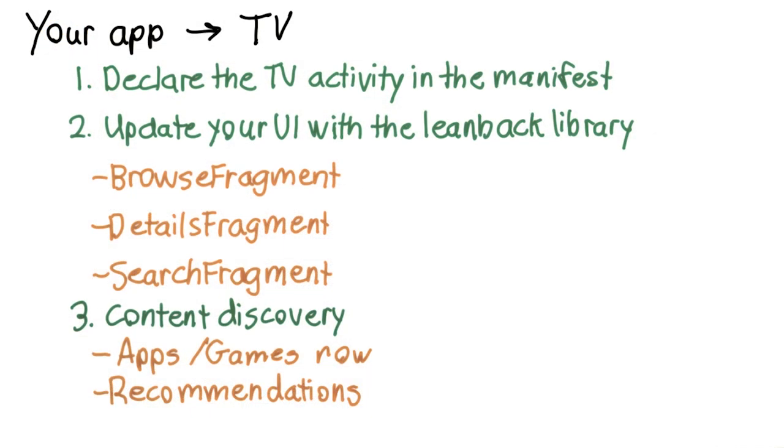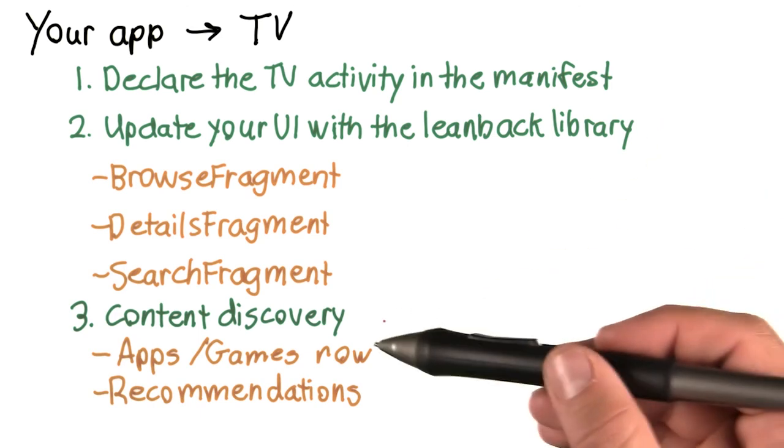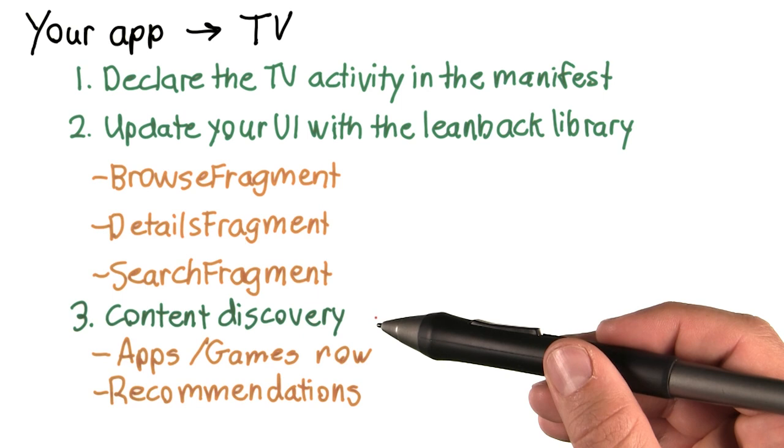That's it. Three major steps to getting a great experience for your content on Android TV. Declare your activity. Use the Leanback library to make everything look and feel as it should on the TV. And then integrate with recommendations and search.